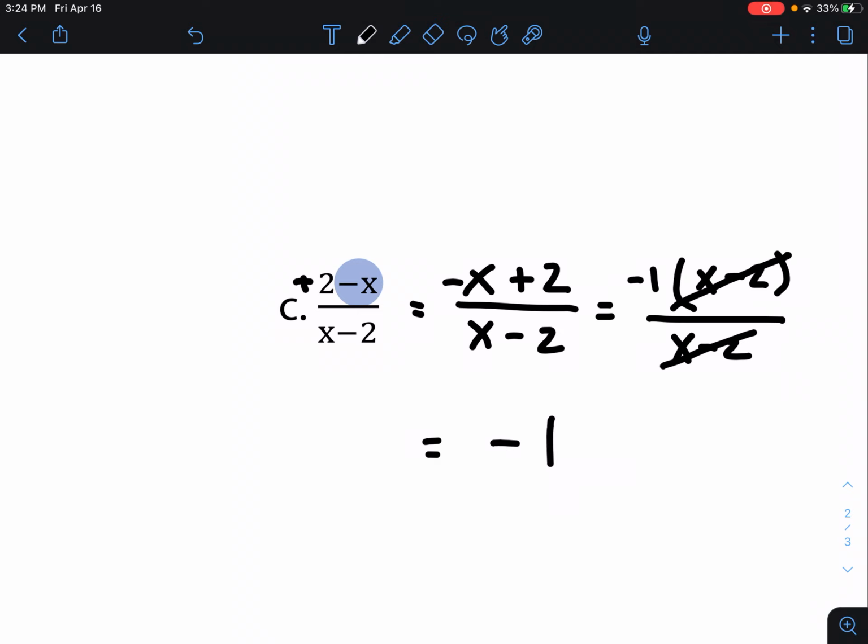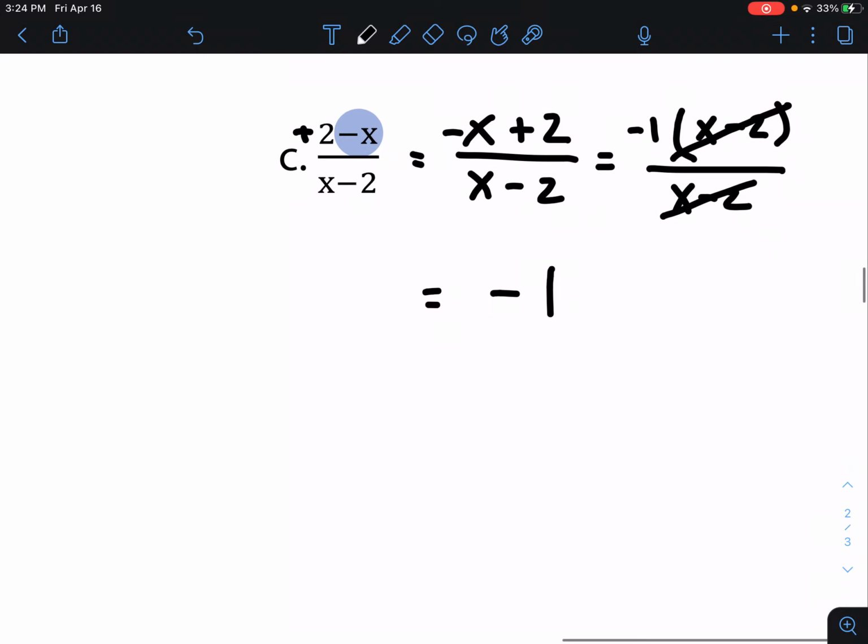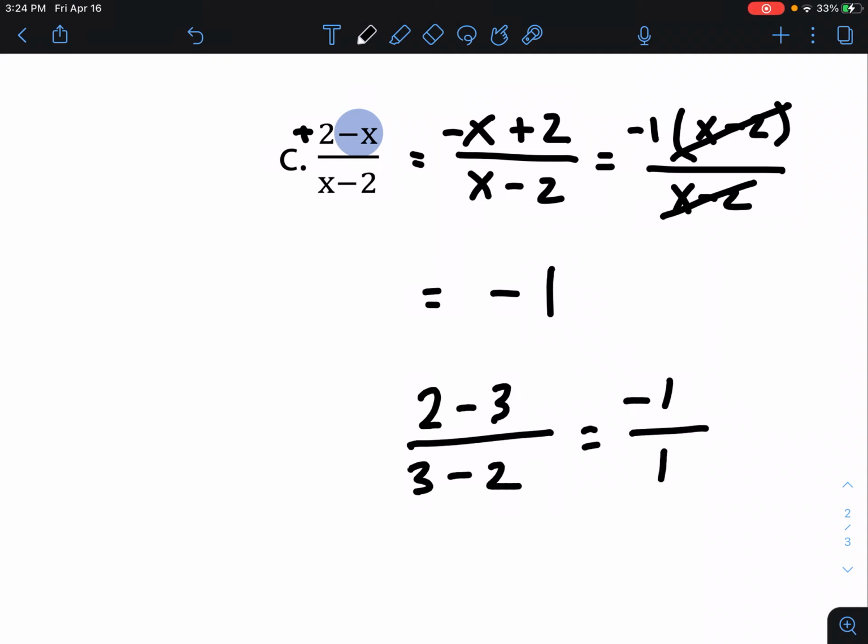I suppose you could test that theory out too if you wanted to. You could take that original and say, hey, wait a minute, what if I plug in a 3? 2 minus 3 over 3 minus 2. Well, 2 minus 3 is -1. 3 minus 2 is 1. -1 divided by 1 is -1. So it makes sense. All right.